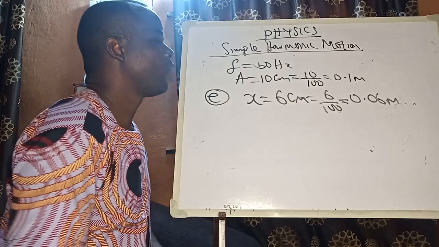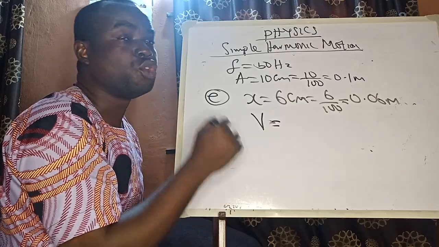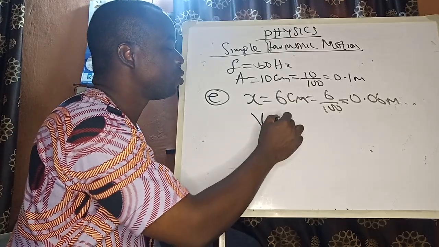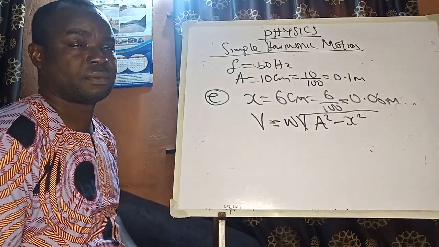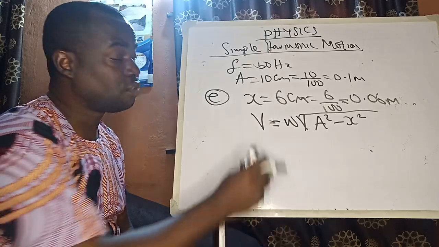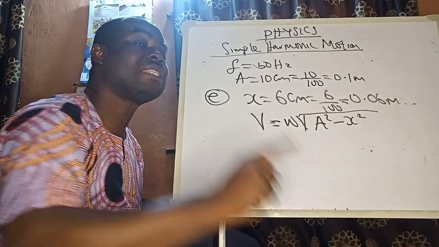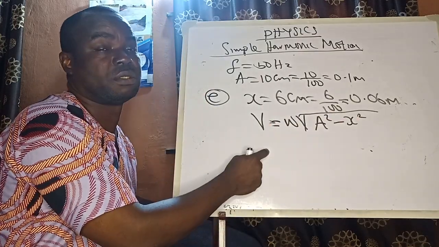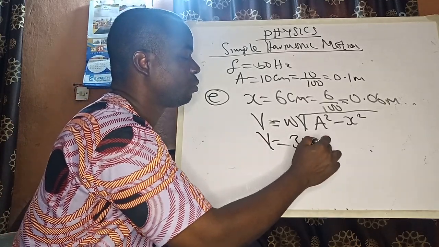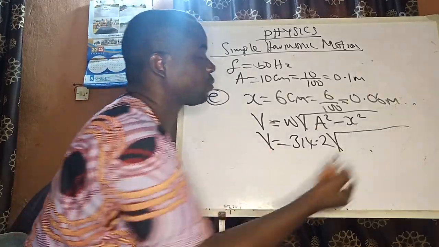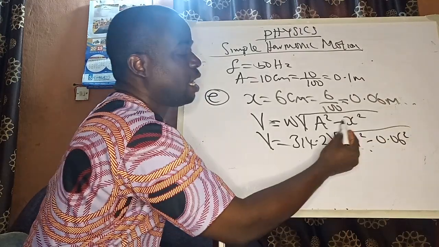Now, we are looking for the velocity at this point here. So you're going to use omega root a squared minus x squared. Please know when to use this formula. You only use it if x is given. Anytime x is given, use this formula for your velocity. Now our omega is, sorry, 314.2. Square root of a is 0.1 squared minus 0.06 squared, because x is 0.06.